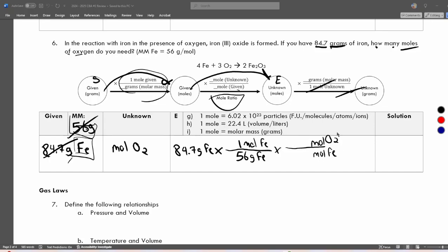All right, we've written this down, we've used all that. We just need to put this last part in. Let's go to our balanced chemical equation. That's where we get these numbers from. O2 has a 3 in front, so that's what we're going to put here. And Fe has a 4 in front, so that's what we're going to put here. And we calculate it out.